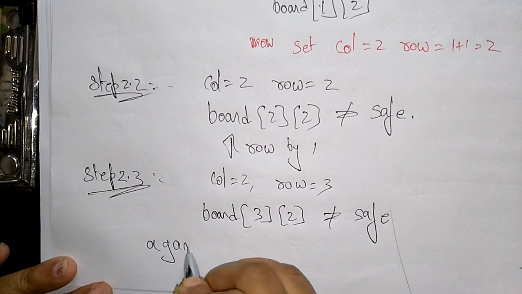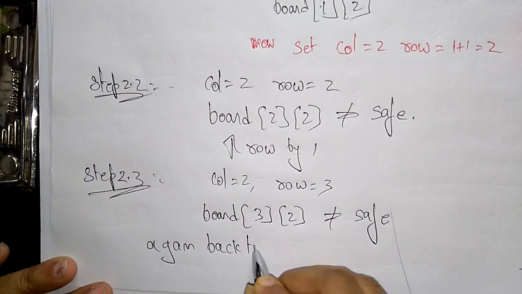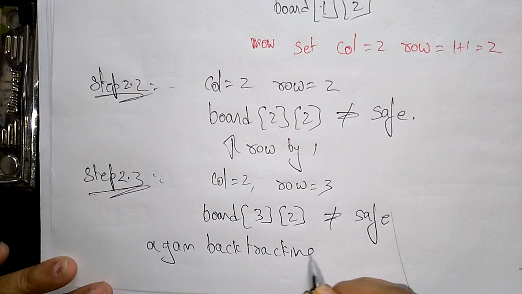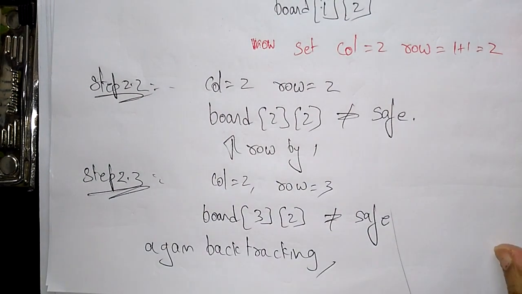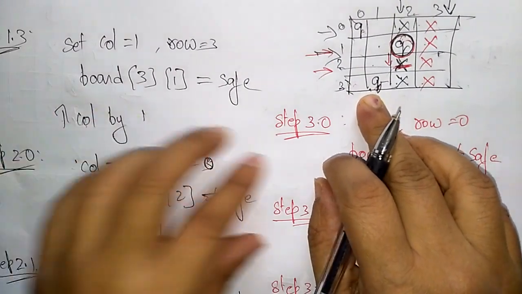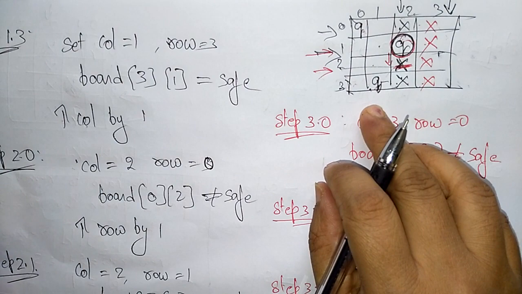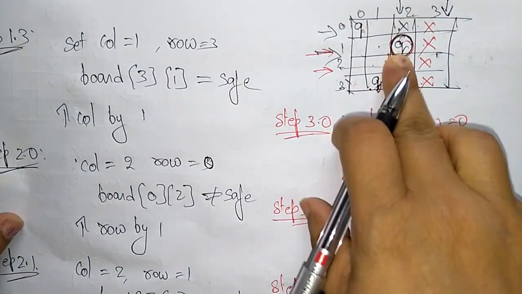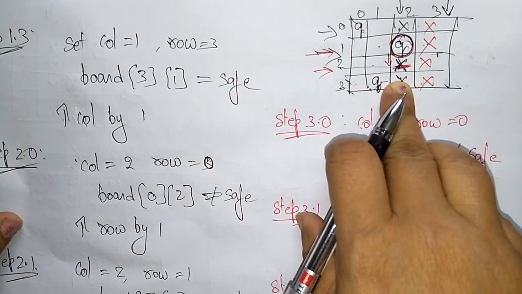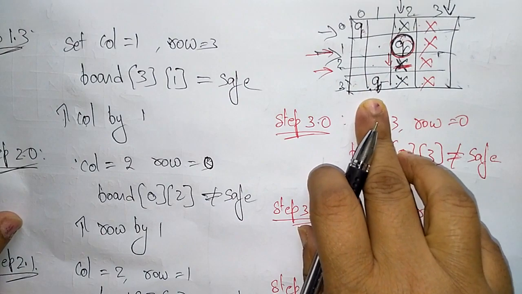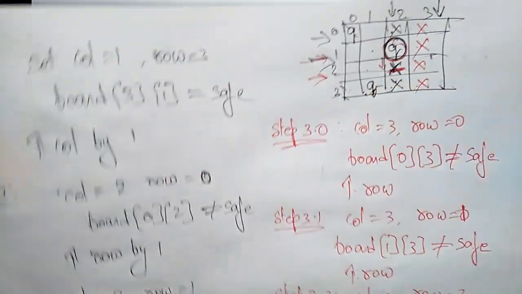Again, backtracking. So what do we have to do in backtracking? Just remove the item that we placed last. The last item that we placed here is this, and the removed item we still didn't place. So the last item that we placed here, this Q, has to be removed.